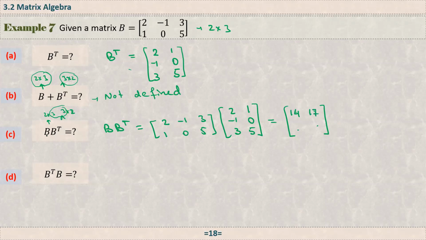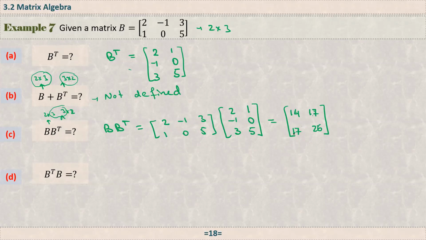Now, since we know that B times B transpose is always a symmetric matrix, I don't have to evaluate this entry, just write 17. And how about this one? It is entry 2, 2. I should multiply the second row by the second column. 1 times 1 is 1, plus 0, and 5 times 5 is 25, so that is 26, right?